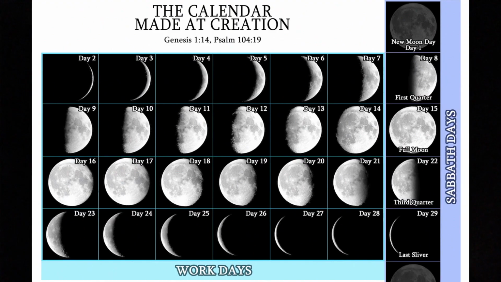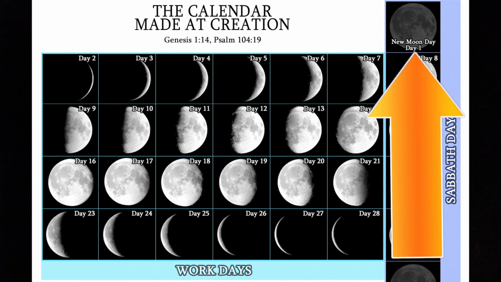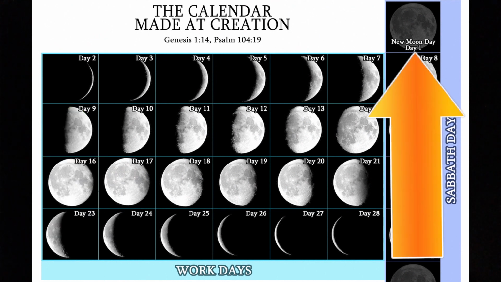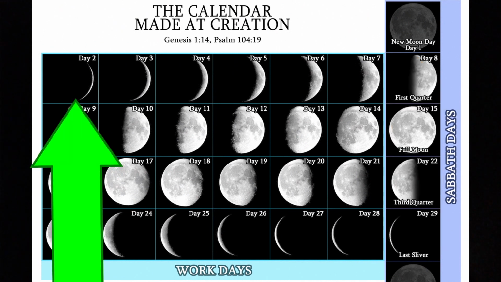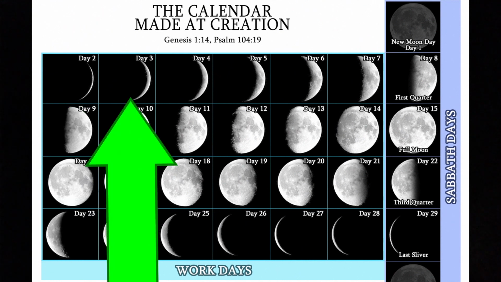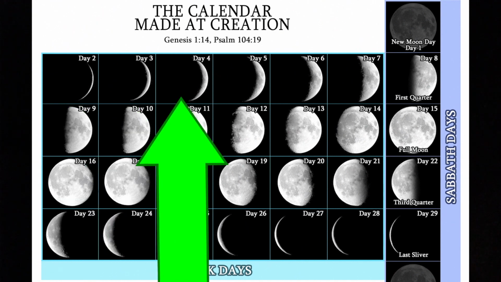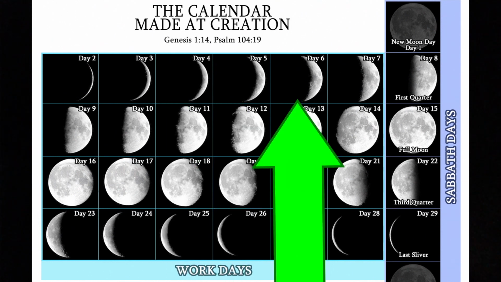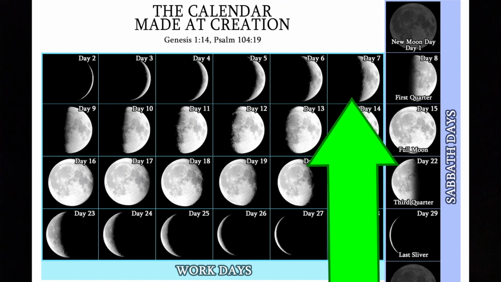So if we go back to the things that we've already looked at in the lunar calendar, you keep your Sabbath in the beginning of the month. You have a new moon day at the beginning of the month, and the next day is the first work day of the week. The second day is the second work day of the week, the third work day, the fourth work day, the fifth work day, the sixth work day of the week.